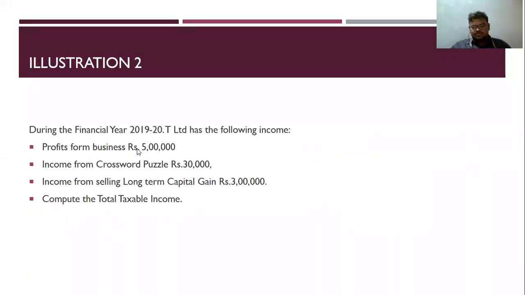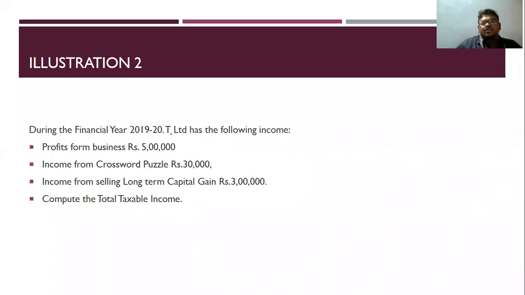Okay, next question. So I hope this question is also with you. During the financial year 2019-20, T Limited has the following income. That is profit from business 5 lakhs, income from crossword puzzle 30,000, income from selling of long-term capital gain 3 lakhs. Compute the total taxable income. Can you calculate the total taxable income for this question? Yes or no? If not, I'll do it.